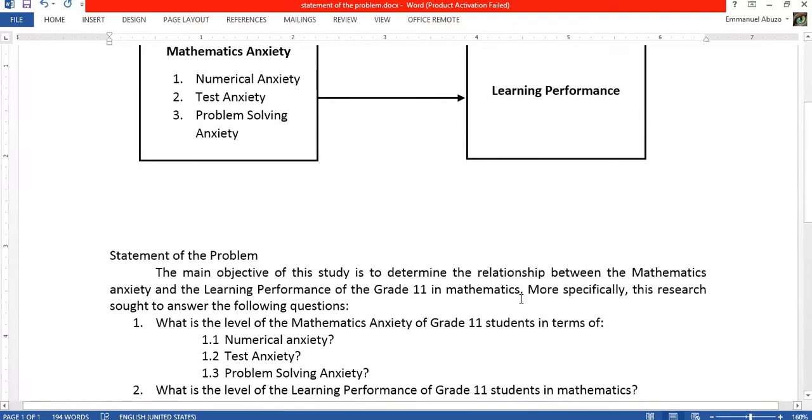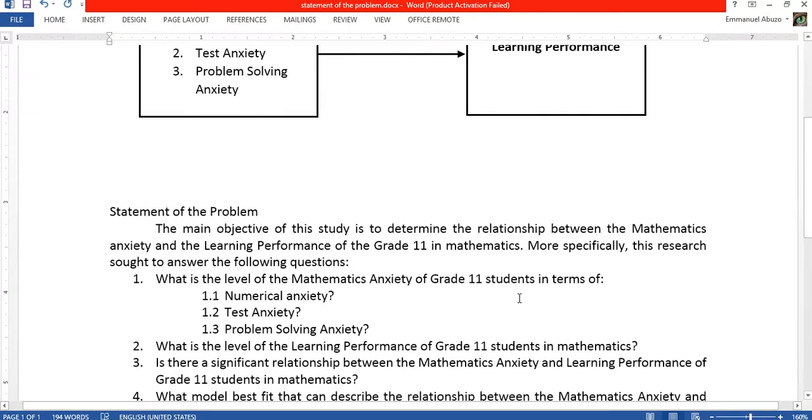Here I have my statement of the problem. The main objective of this study is to determine the relationship between the mathematics anxiety and the learning performance of the grade 11 in mathematics. More specifically, this research sought to answer the following questions. Number 1. What is the level of the mathematics anxiety of grade 11 students in terms of numerical anxiety, test anxiety, and problem-solving anxiety? Second question. What is the level of learning performance of grade 11 students in mathematics?